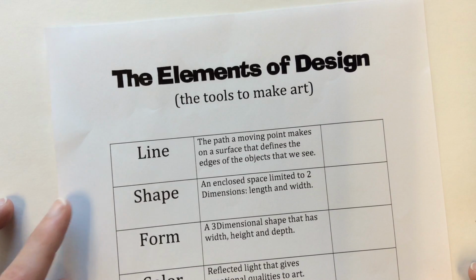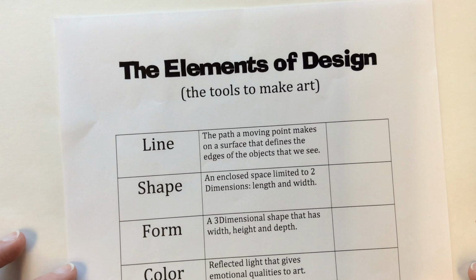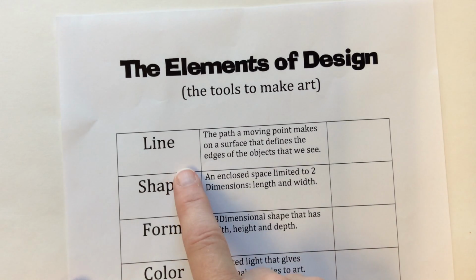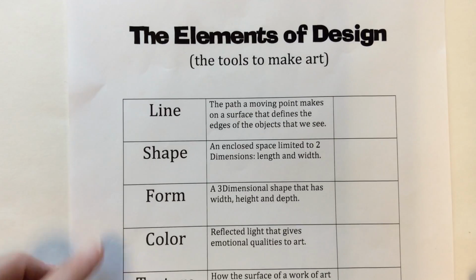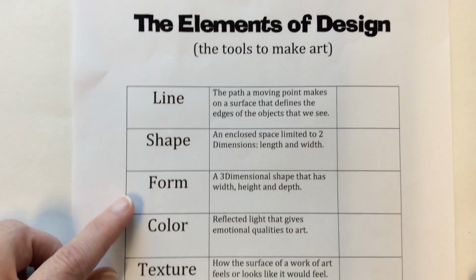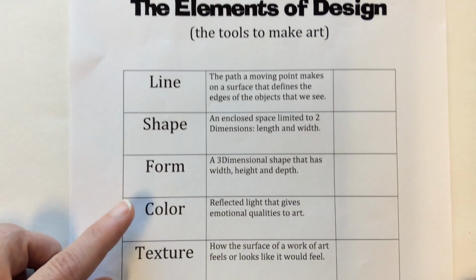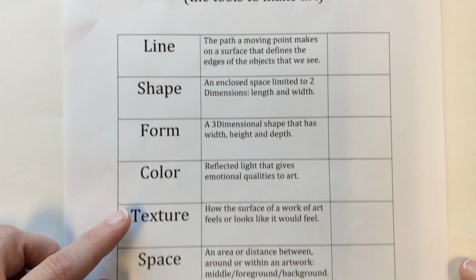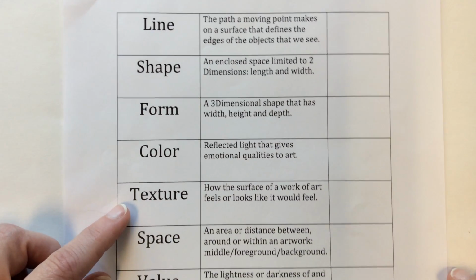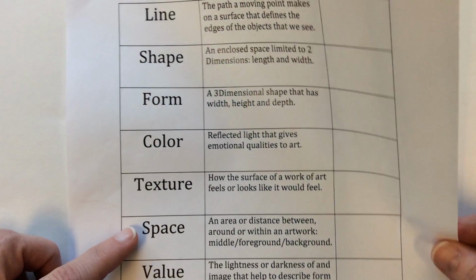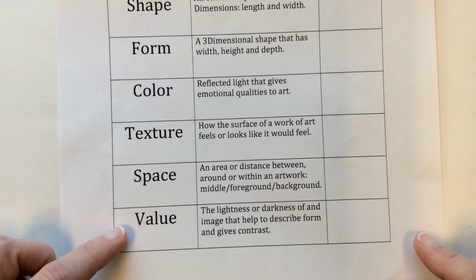to refer back to for all your critique sheets. So on the elements, and I sometimes refer to these as the E's and P's, so elements and principles, you have line, shape, form, color, texture, space, and the last one is value.